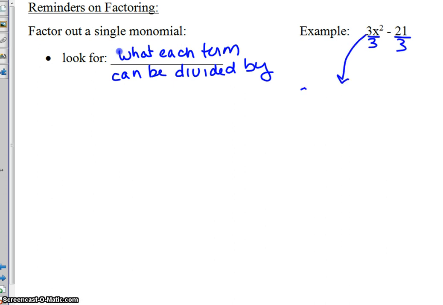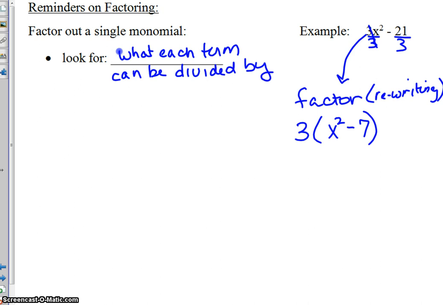So what you do in order to factor is merely rewrite it. Factoring is just rewriting the equation in a different way. That's what factoring is about. So I would write what I could divide out in front, and then do that division here. So we'd have x squared minus 7. So this has been factored out. That 3 is what's factored out. And then you have a statement here that if I did the distributive property, I'd get back to where I started from. And that's what we want.